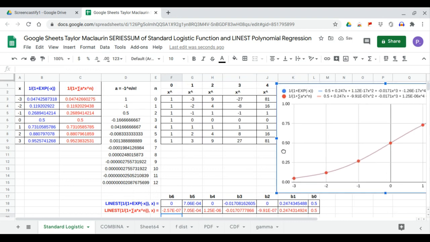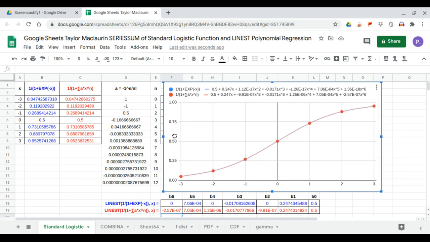So let's compare our values, the regression coefficients, with the ones in our trend line. Our B0, 0.5, matched our trend line. Our B1, 0.247, matched our trend line. Our B2 is 0 because this is very small. This is considered 0. So they match our trend line, exponent negative 17. So that's already very small, considered 0. B3 is negative 0.017. They matched our trend line.